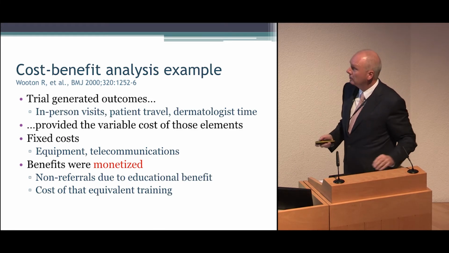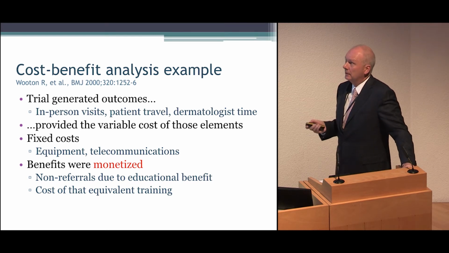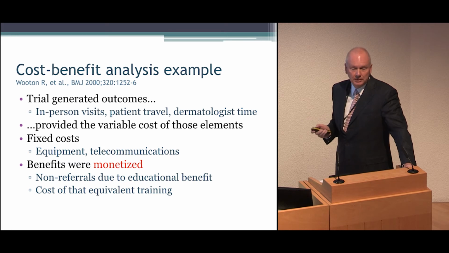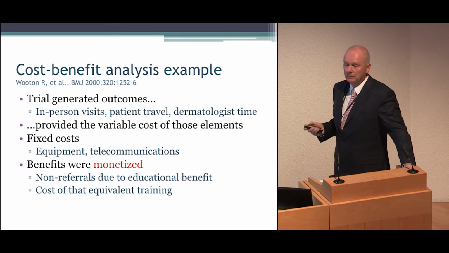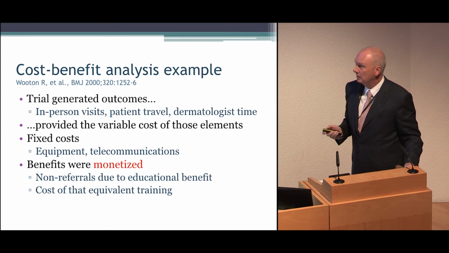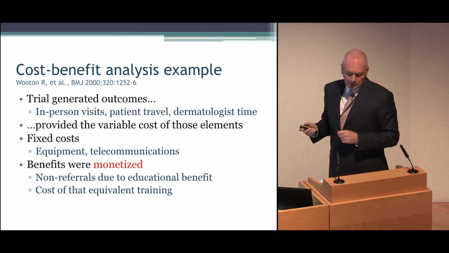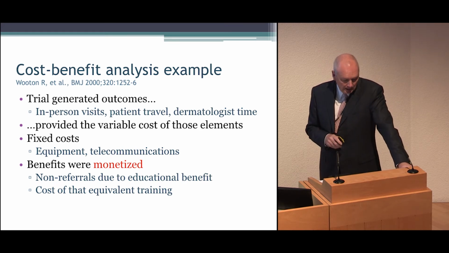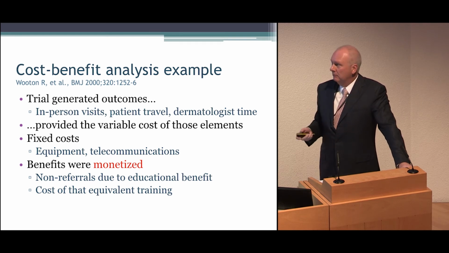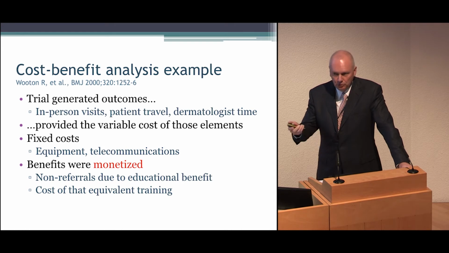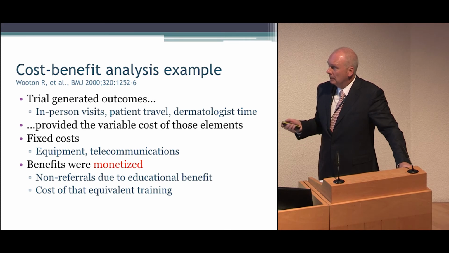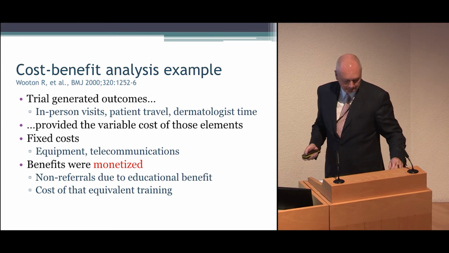So the trial itself generated outcomes, some of which were things like in-person visits, patient travel, dermatologist consult time. Those, of course, generated the variable cost of those elements. And then, of course, fixed costs were considered, and these are things like equipment and the cost of telecommunication. The benefits were monetized in this study. Basically, non-referrals were considered to have resulted from an educational benefit that was conferred by teledermatology to the referring clinicians. And so basically, the benefit was the cost of that equivalent training.